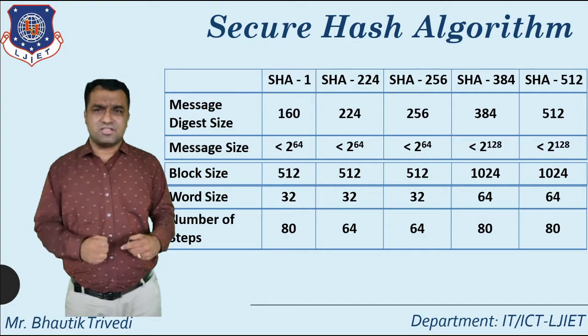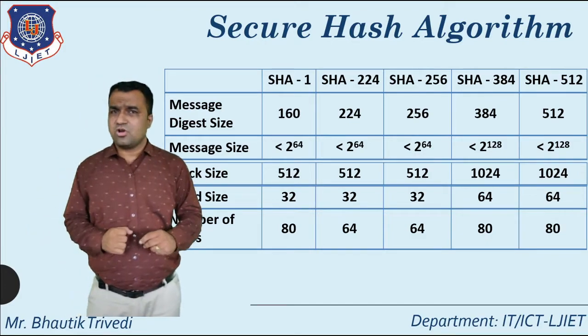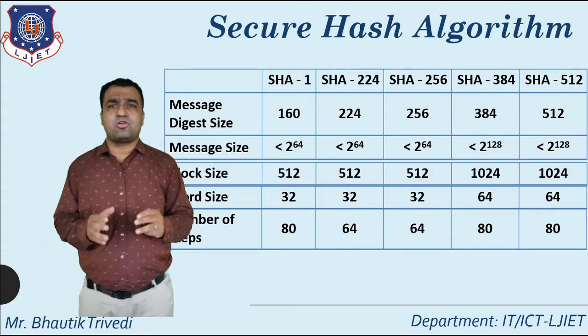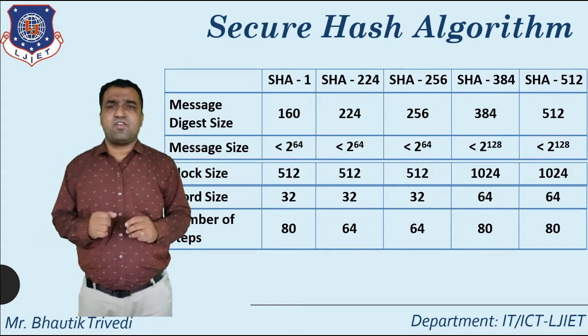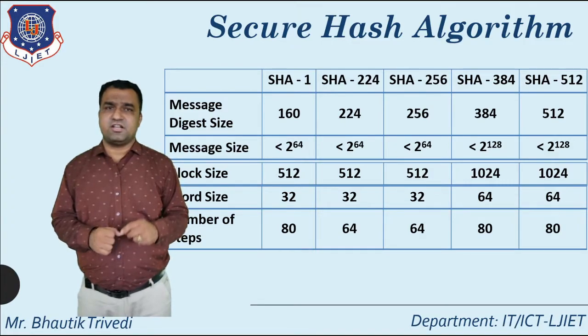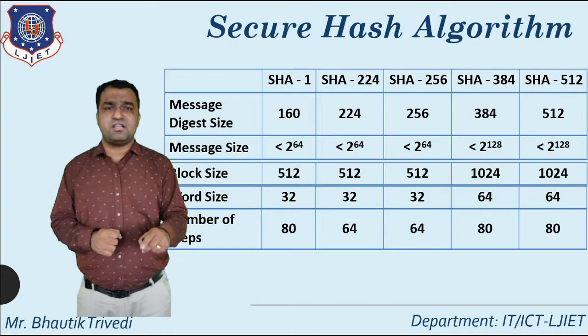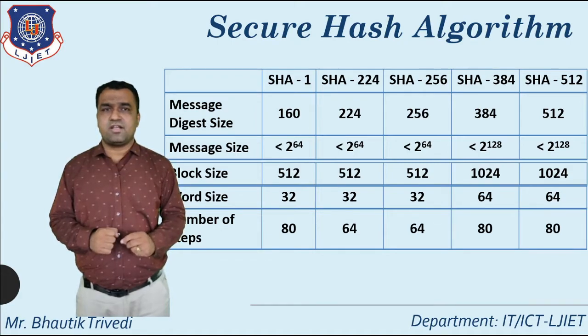Number of steps can also be considered as the number of rounds. After that, SHA 512, that's part of the syllabus. For SHA 512, the message digest size is 512. Message size supports 128 bits, so that is less than 2 raised to 128.